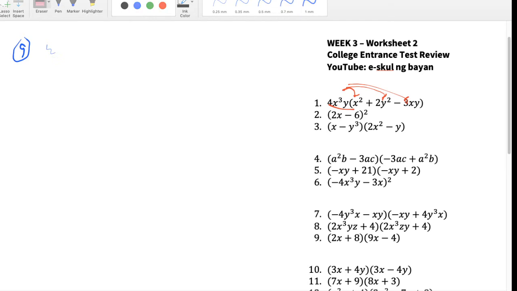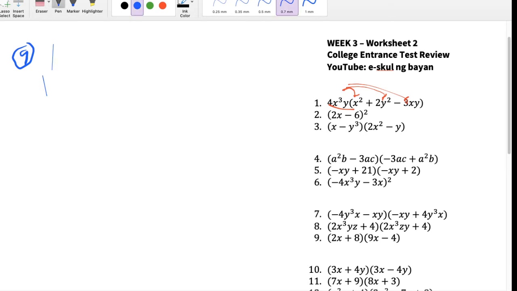Sorry guys, naglolo ko. Okay. Number 9, we have, but ayaw magsulat. I don't know why. We have 2x plus 8 times 9x minus 4. Okay, so FOIL method lang ulit dito. Our first term would be 2x times 9x. So that's equal to 18x squared.